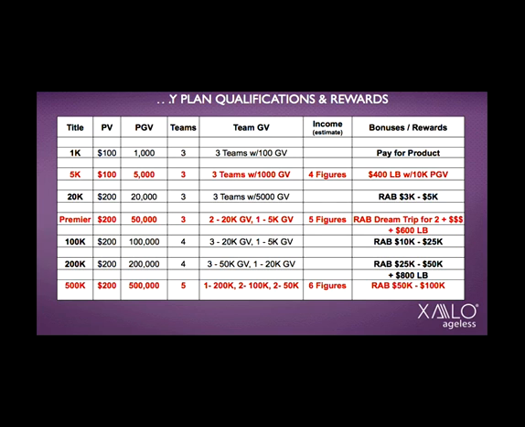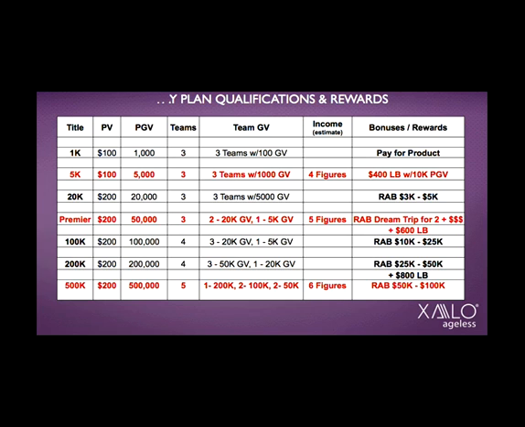Maybe it's a motorcycle. Maybe it's a boat. Maybe it's a cruise. Maybe it's education for your grandchildren. Whatever that is, at that level, you get an additional, on top of your check, $400 lifestyle bonus to help you fund that dream. Next position is called 20K.